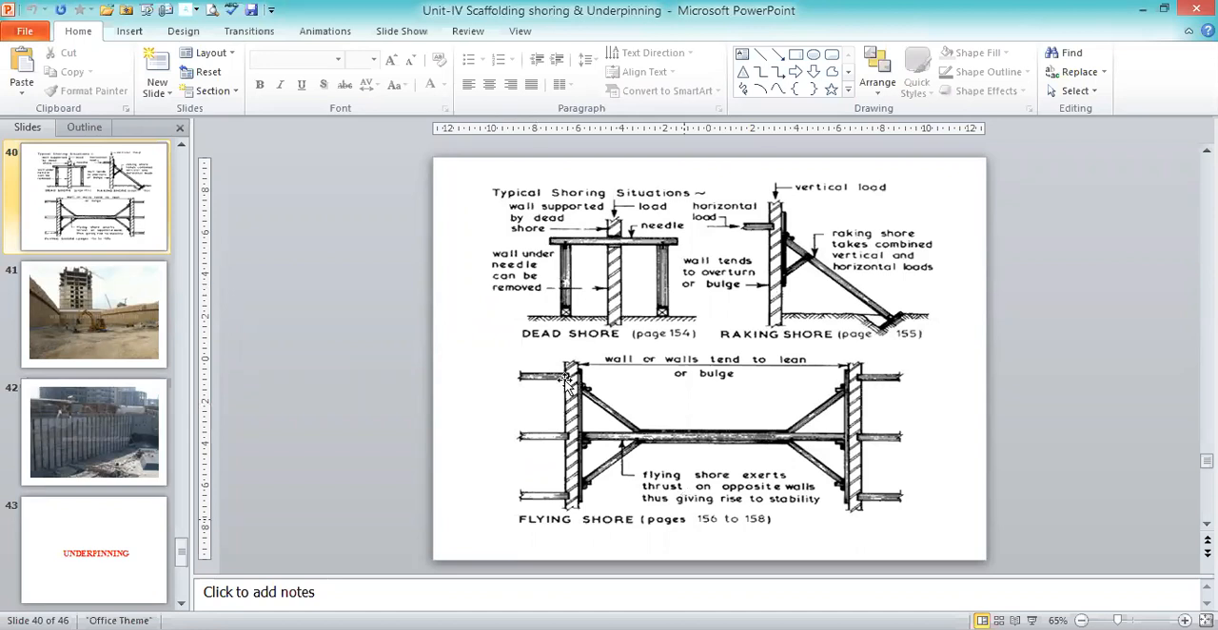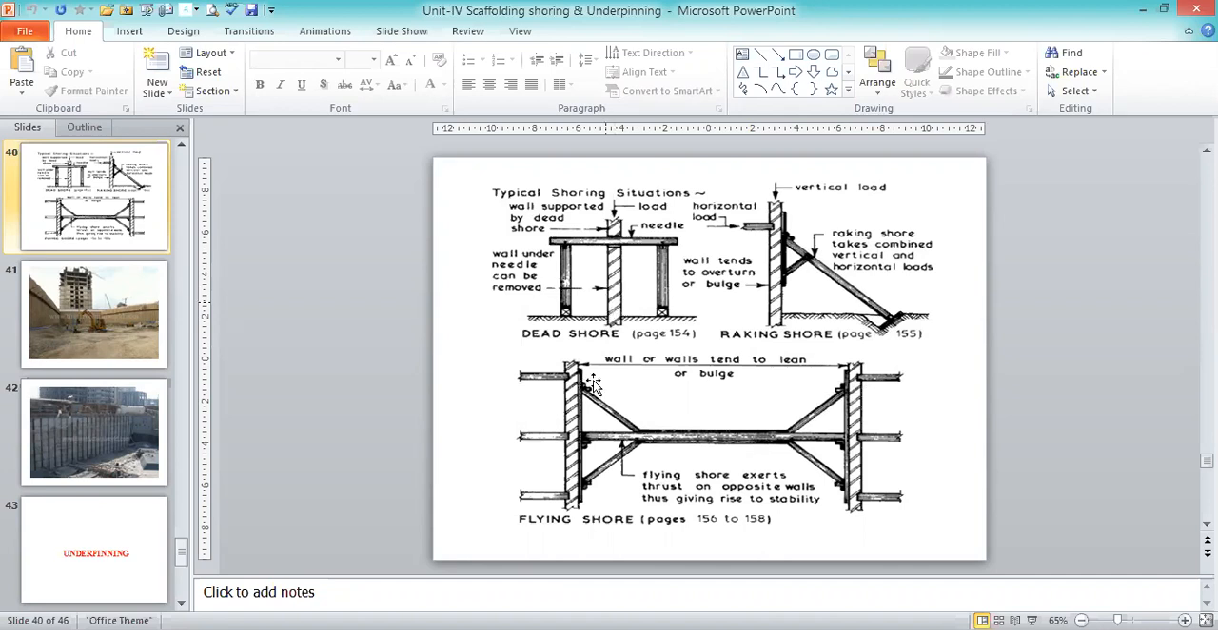All three shores are shown in the pictures, and how they vary from one to the other. The simple racking shore is used for simple work, and the flying shore is used for moderate construction, where moderate repair works are done. Dead shore is used where extensive work has to be done to repair, to go for the new thing. Here, the existing thing is removed and we go for the new one.